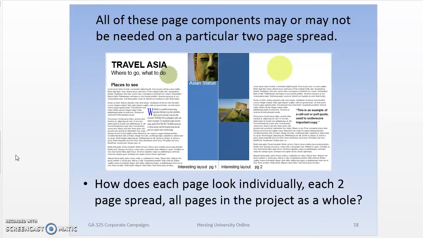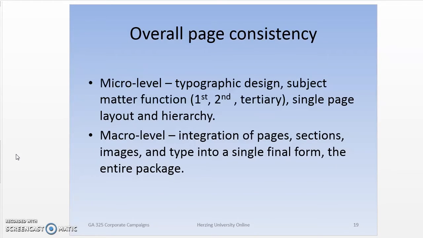Overall page consistency. Micro level, which is typographic design, subject matter, function, first, second, third, tertiary, single page layout, and hierarchy. The macro level, which would be integration of pages. How do they all look together? Do they look like they're all a part of each other? Sections, images, and type into a single final form of the entire package.